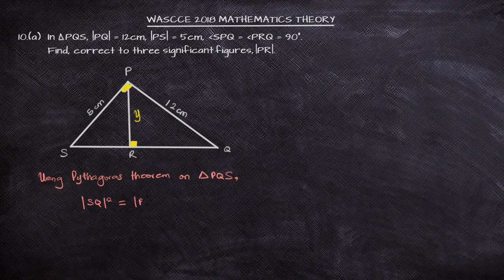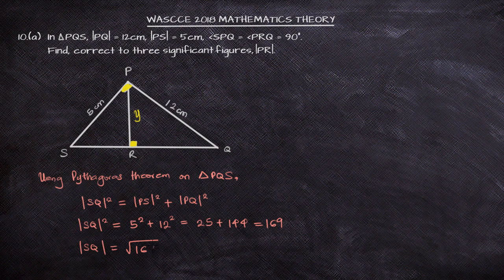hypotenuse is equal to the square of the opposite plus the square of the adjacent. Now, our hypotenuse in this case is SQ, which we are looking for. We know PS and we know PQ. So you can say SQ squared is equal to 5 squared plus 12 squared. And that is 25 plus 144. That will give us 169, such that SQ will be the square root of 169. And that is 13 centimeters. So SQ is 13 centimeters.